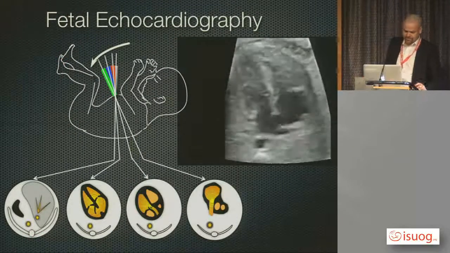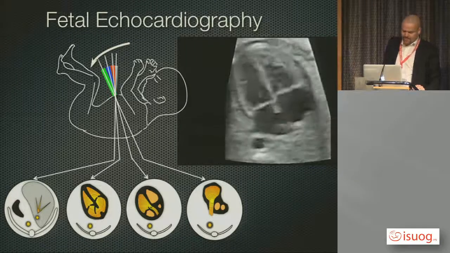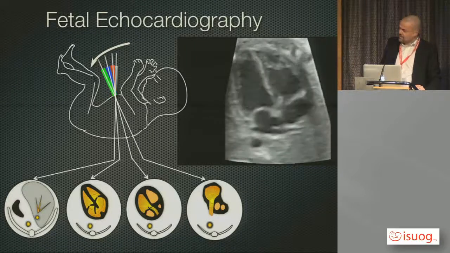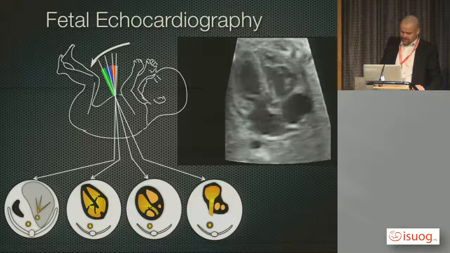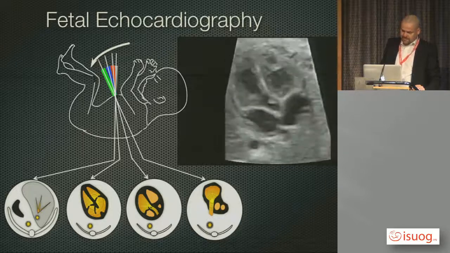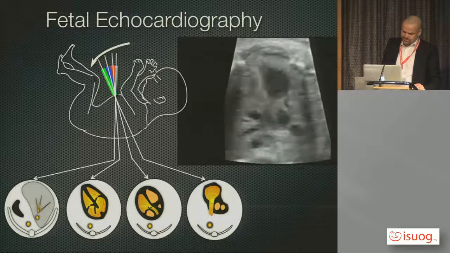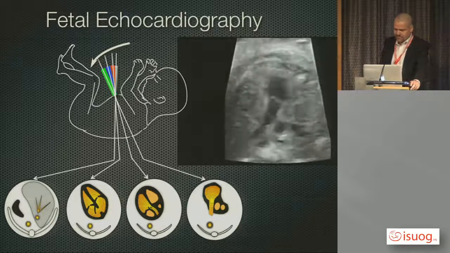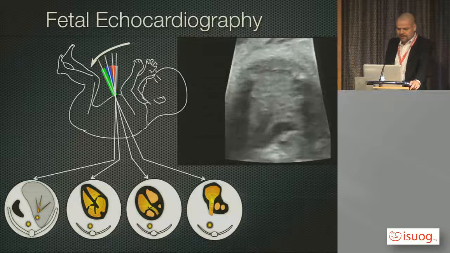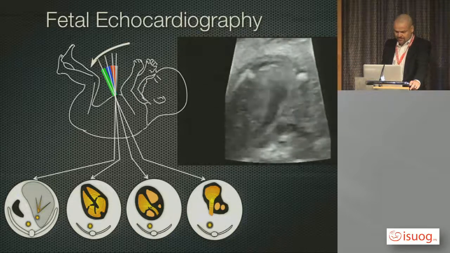We start with a sweep from the transducer from the upper abdomen, and we go through the four-chamber view to the great vessels, and you see the offset of the AV valves, you see the ventricles, the atria, and you see also the course of the great vessels, and both arches are on the left side of the trachea.